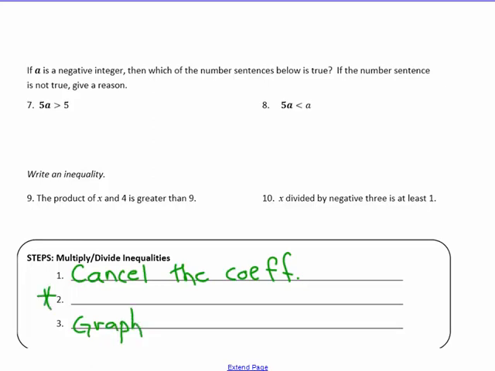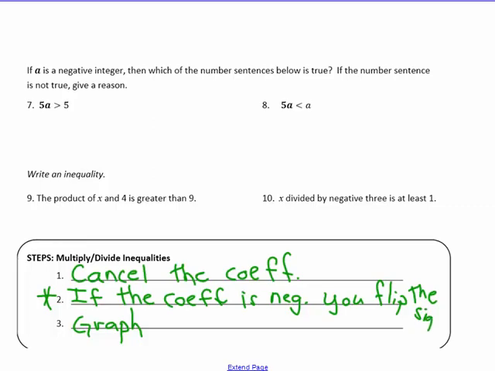But this is a new thing, and this is something that was different than when we did equations. Because in equations, with an equal sign, you can flip those around all you want. But if the coefficient is negative, you flip the symbol. And we'll take a look at why in a second.